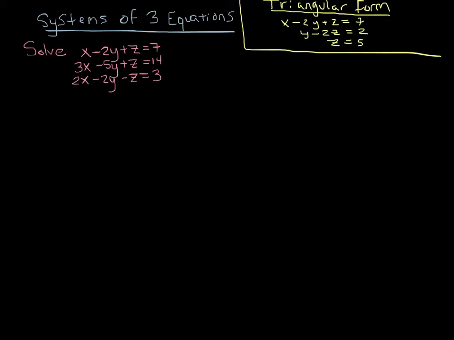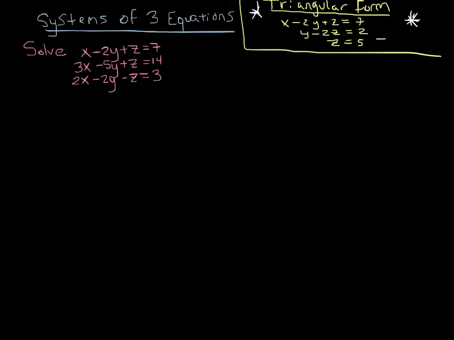Now, one thing I want to point out is that there is something called triangular form, and I have an example up here on the upper right. Triangular form just means that you have three equations, and the first equation has three variables, the second has just two, and the third has just one.